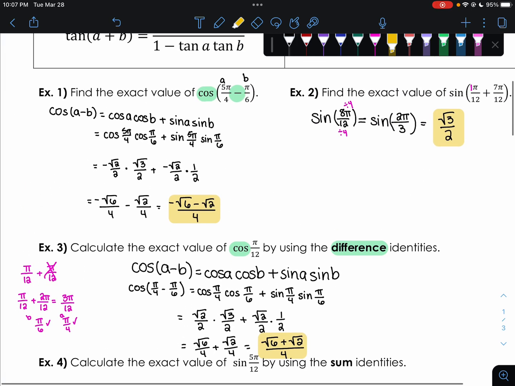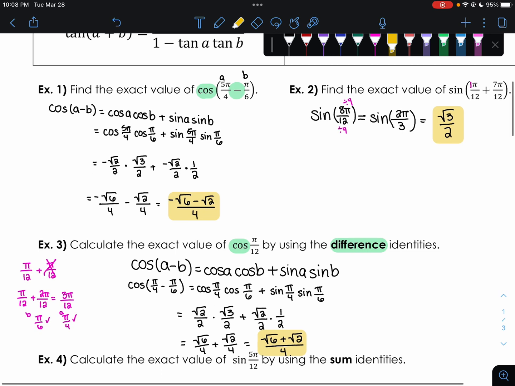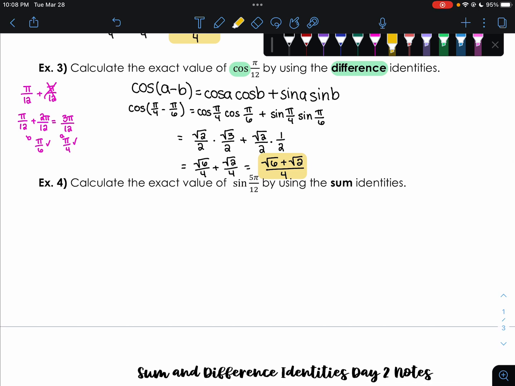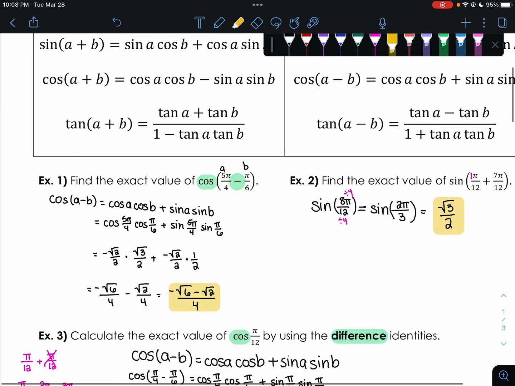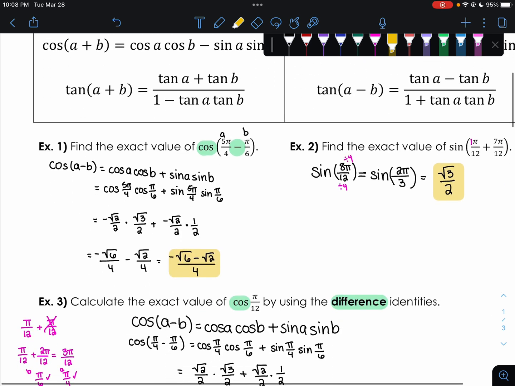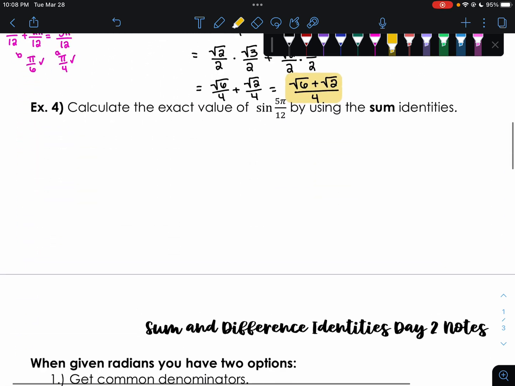Be careful because example 2 did not require that identity, so when it doesn't require it, we don't do it, because it would simplify and it's an angle we already know. We only use the identities when we don't know how to identify the angle. Okay? Now, in example 3, I am going to show you the other method that we can do, which is switching to degrees by multiplying by 180 over pi.